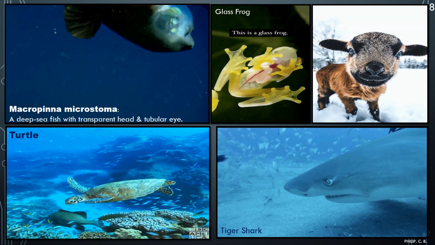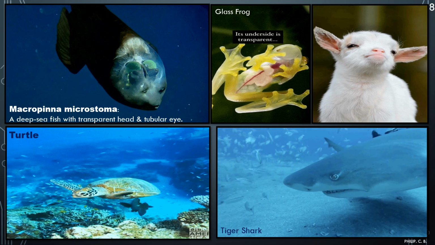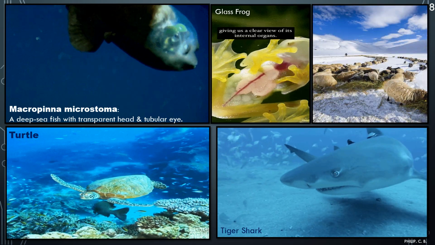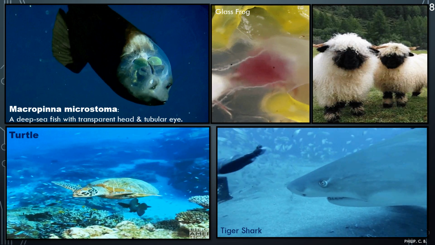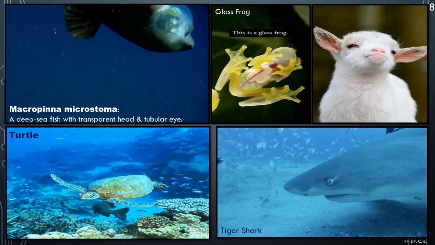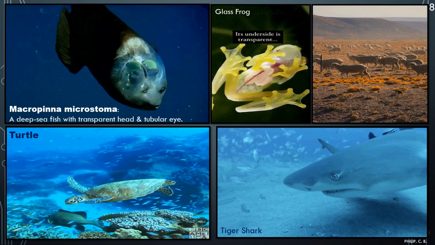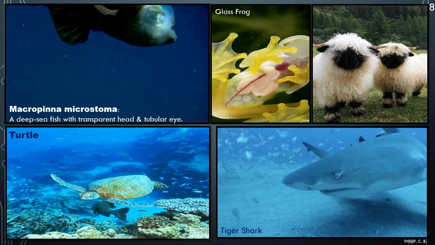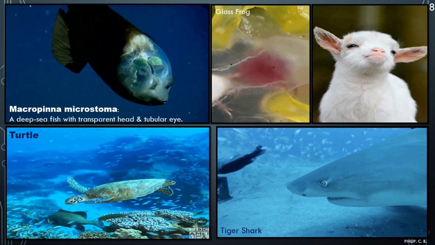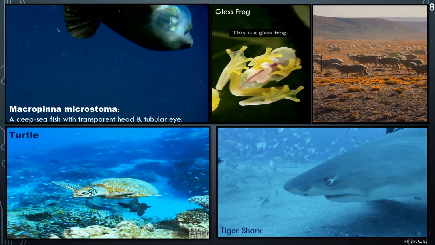Now you can see again here beautiful images of some unique ones. See the left one, Macropinna microstoma. See again a unique species deep inside the water. It's a deep sea fish with a transparent head. You can see the head is transparent and a tubular eye. Now if you see carefully, two eye spots are there, but actually it is not the eye. That's why we get confused. If you just see the upper part, there's a tube-like structure above the eye spot, which is the actual eye.